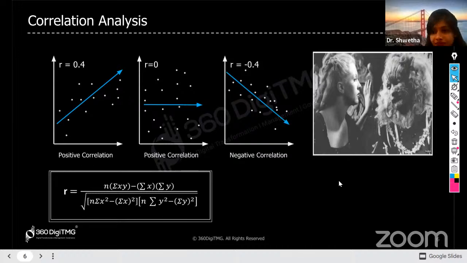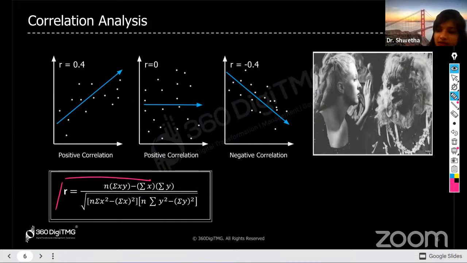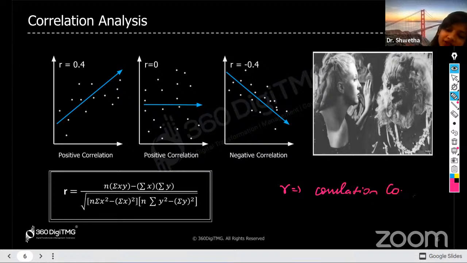So now, this is the formula for R, the small r, which is called the correlation coefficient. This is the formula, how it is calculated. We need not learn the formula by heart as it is calculated in Python itself. So this gives us the relationship between the two variables.